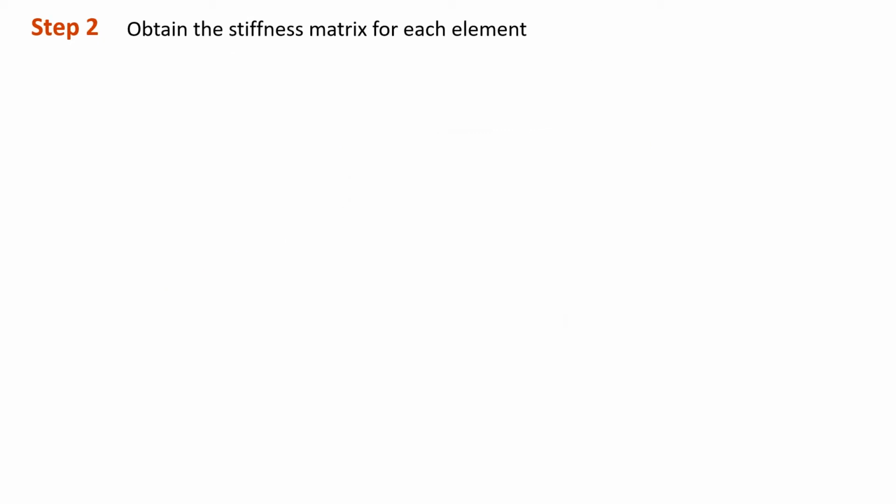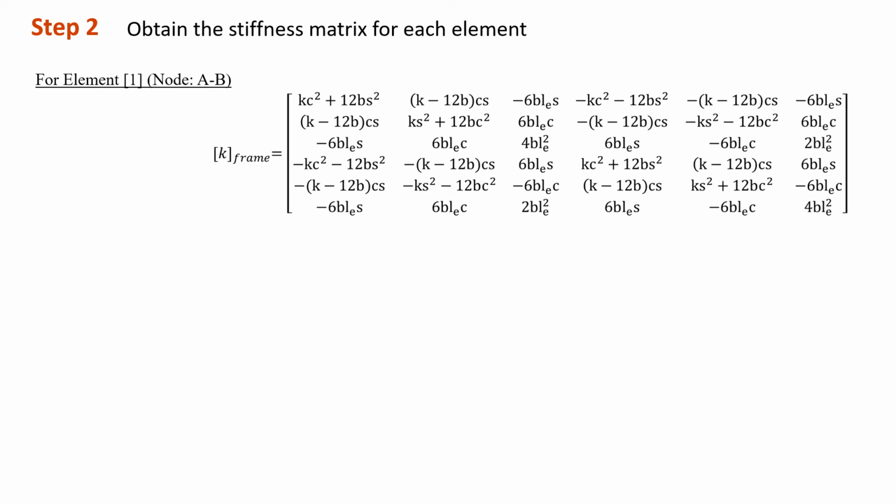The second step is to obtain the stiffness matrix for each element. So element 1 is between node A and node B. So we have to refer to our global K frame matrix. As we connect the element from A to B, the first column is for UA, second column is for VA, and third column is for theta A. Fourth column is UB, VB, and theta B. It's always X, Y, and Z directions.